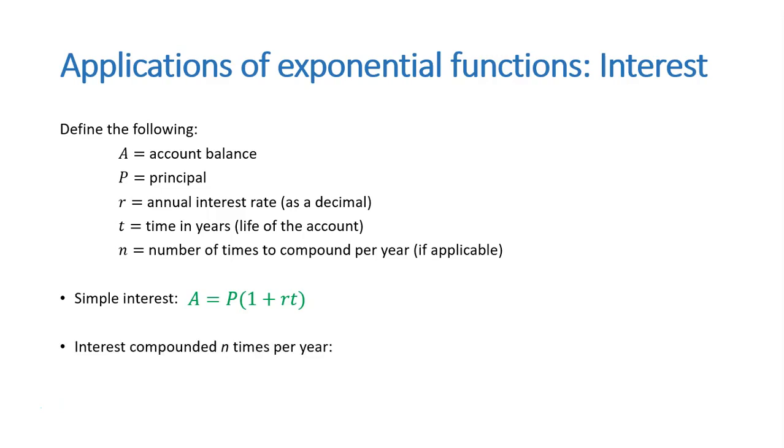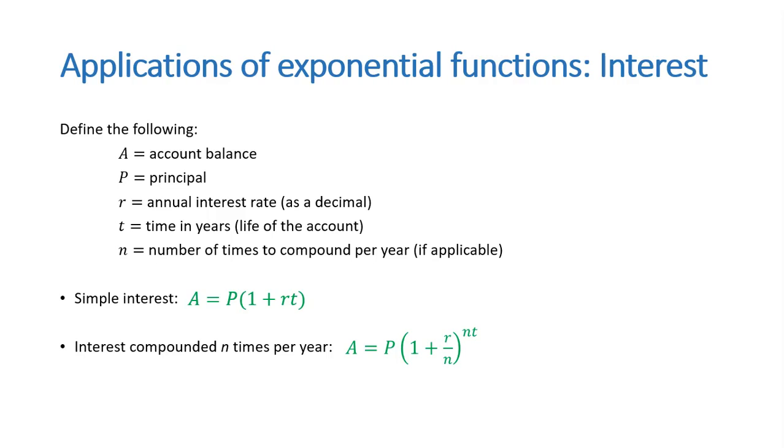Interest compounded n times per year, so compound periodically. Our account balance is going to be P times 1 plus R over N to the N times T power. So same variables except we're adding in N, which represents the number of times we calculate interest per year. 1 functions the same way, so it essentially means 100% of the original principal is going to be in the account, and then the addition that's tacked on represents how we're going to calculate the interest.